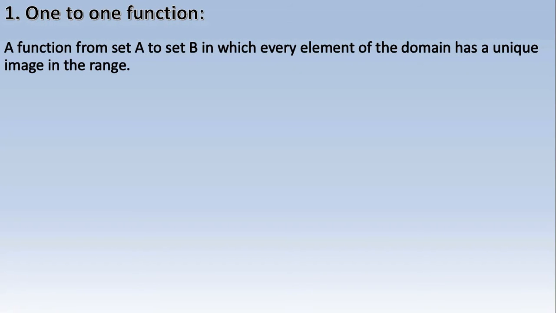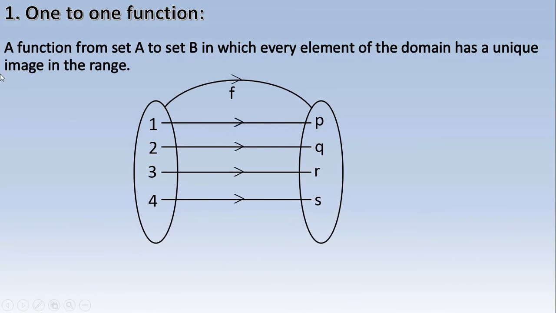Firstly, one-to-one function. A function from set A to set B in which every element of the domain has a unique image in the range is called one-to-one function. This is an example of one-to-one function. Here the term unique means different, means the elements of the first set must have different images in the range. The elements of the first set are called domain and the elements of the second set are called range.